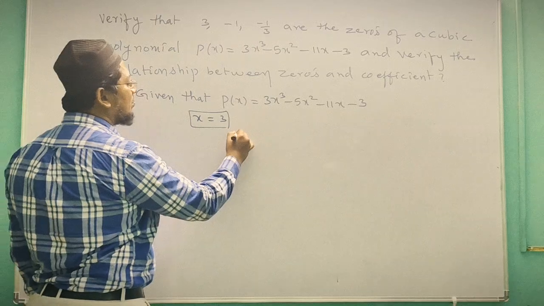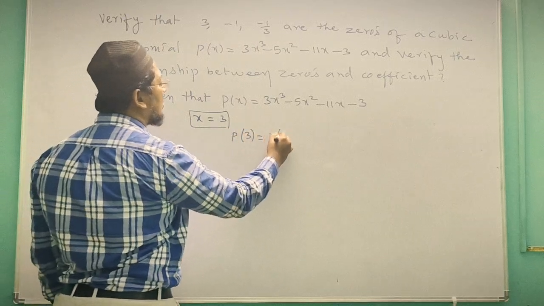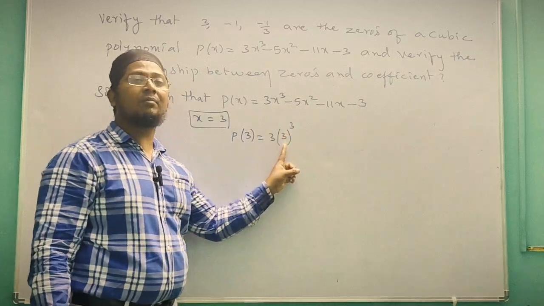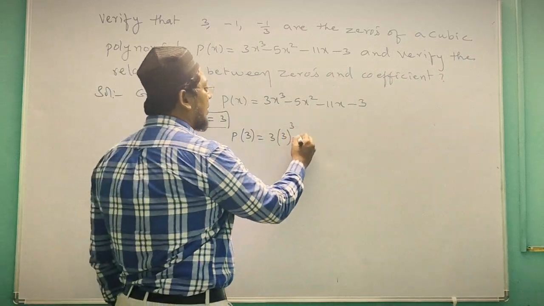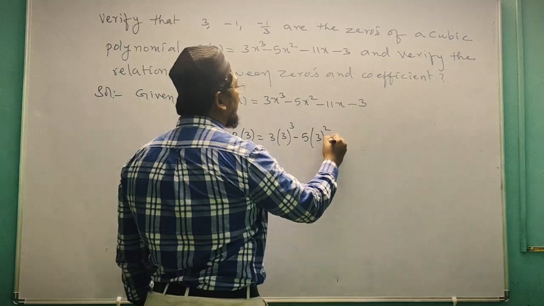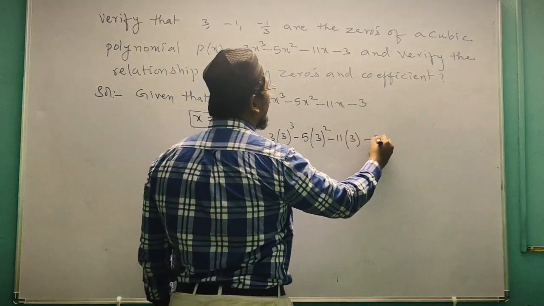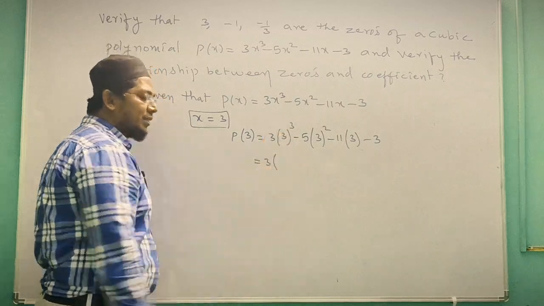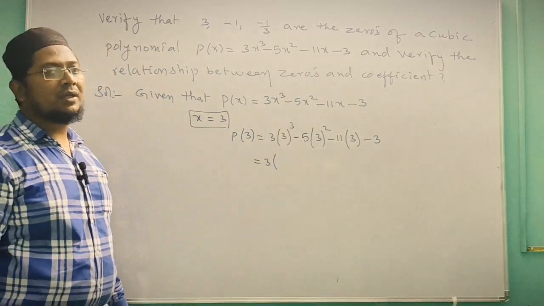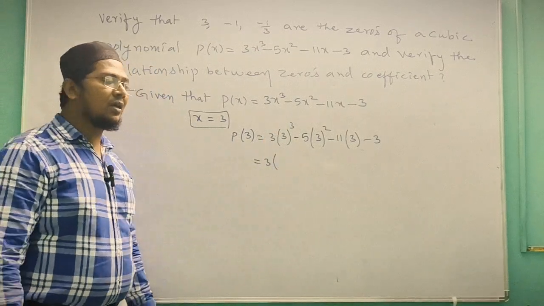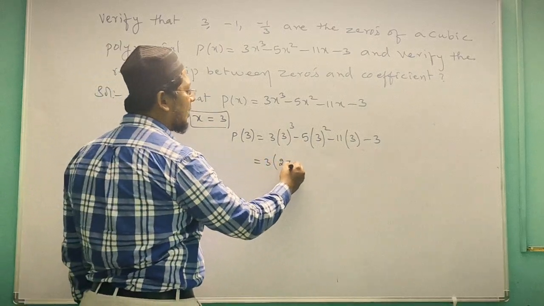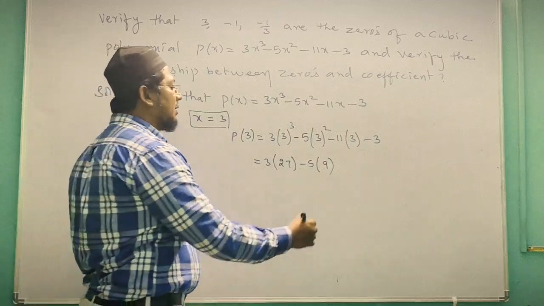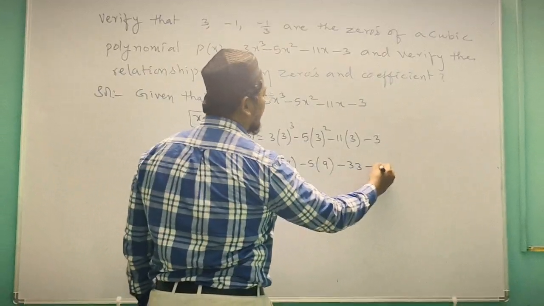So substitute, p of 3 is equal to 3 into 3 power 3. Wherever we see x, we should write 3 in the bracket only. The second one, minus 5 into 3 square, minus 11 into 3, minus 3. 3 power 3 in exponential form, 3 multiplied 3 times: 3 3s are 9, 9 3s are 27. Minus 5 into 3 square, what? 3 into 3, 9. Minus 11 3s are 33, minus 3.